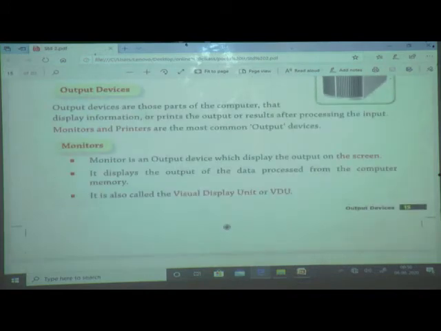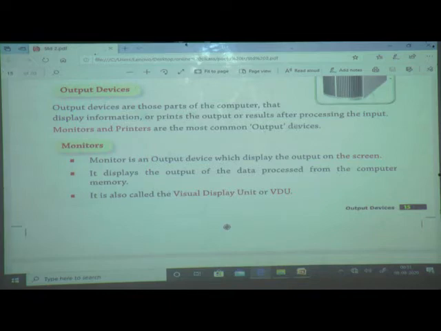Next, it is output device. What does output device mean? Output devices are those parts of the computer that display information or print the output or result after processing the input. Monitor and printer are the most common output devices.